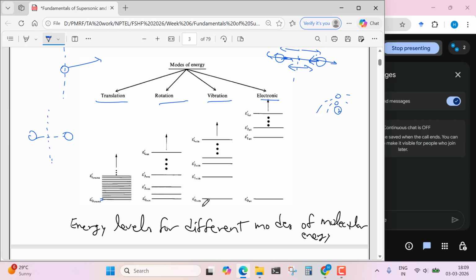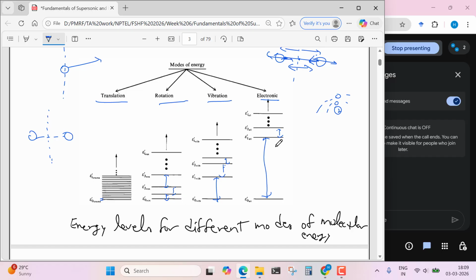So this figure is for energy levels for different modes of energy. In translational energy, the distance between different energy levels is almost the same. For rotational energy, initially the energy difference will be low, then it will increase for the upper levels. Vibrational energy, initially it will be high, then it will decrease. Electronic also, it will be initially very high, then it will decrease. The initial value will be higher than vibration.